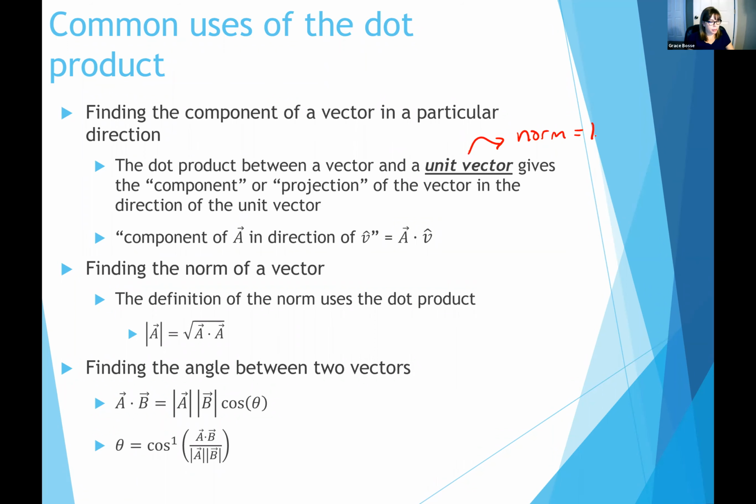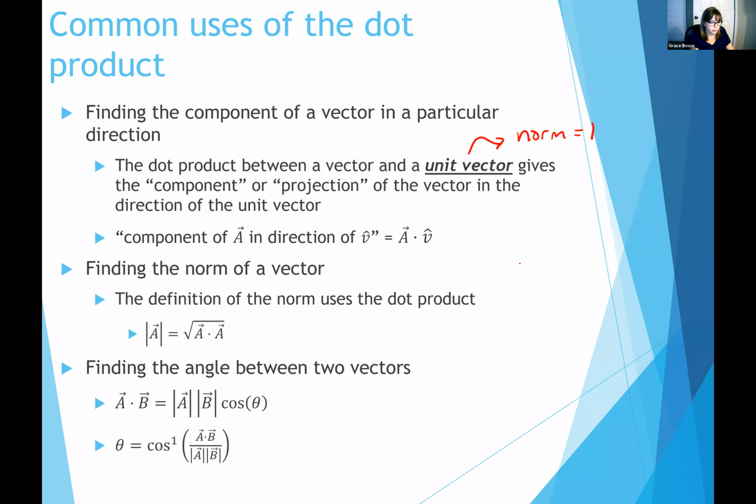The next most common use of the dot product is using it to calculate norms. The definition of the norm is the square root of the vector dotted with itself. So to calculate a norm, you must do a dot product first, and then you just take the square root. And then the last common use of the dot product is using it to find the angle between two vectors. You can calculate the dot product, and you can find the norms of the vectors, and you can use the definition of the dot product to then calculate the angle between the vectors.